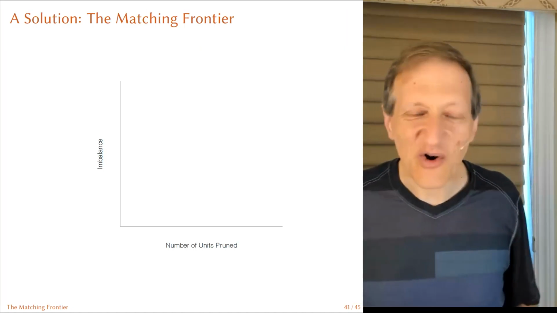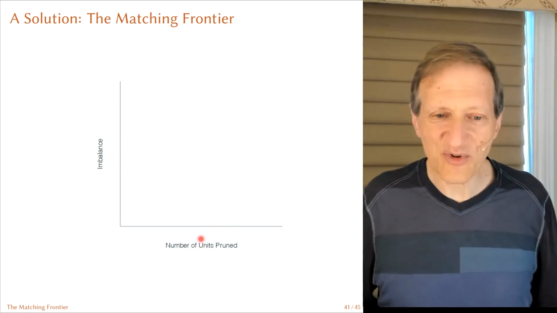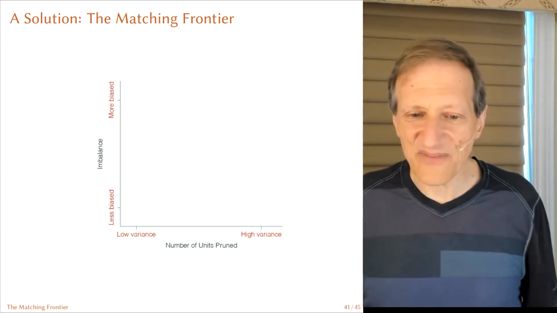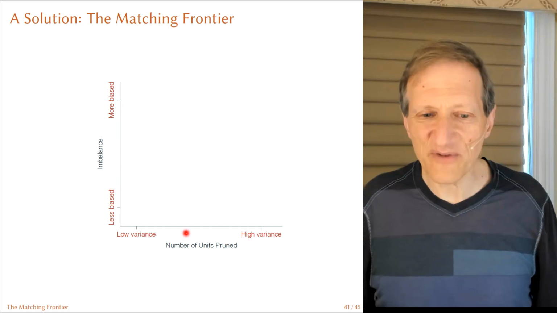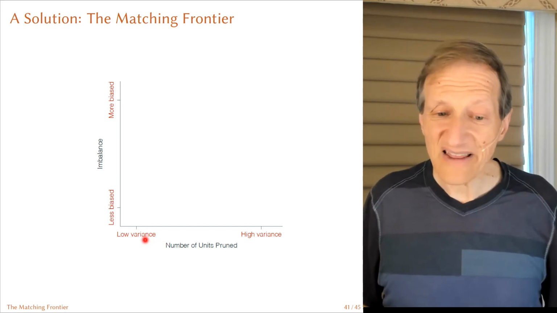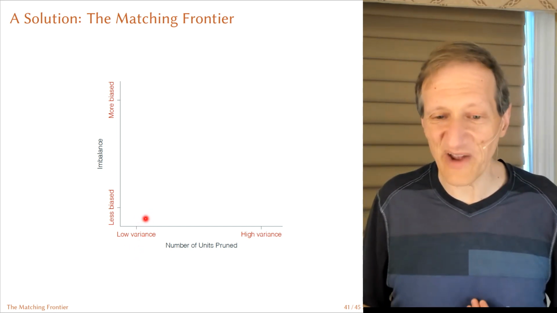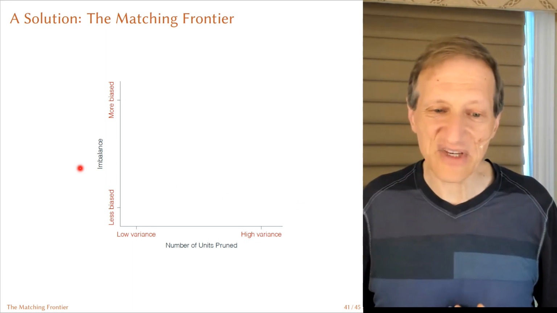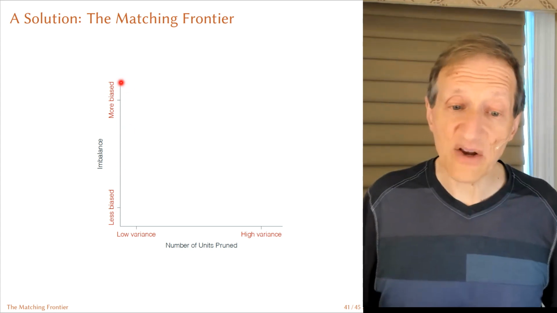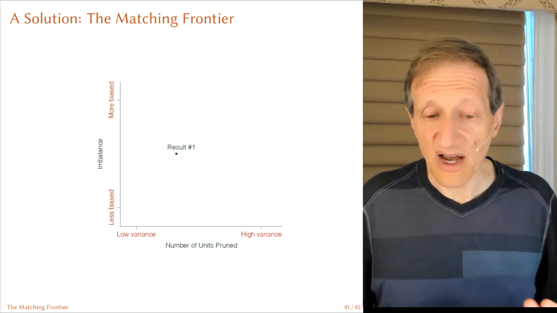Okay, so here's what the matching frontier does. Horizontally, we have the number of units pruned. Vertically, we have imbalance. If you prune very little, you're going to have low variance. If you prune a lot, you're going to have high variance. Imbalance, down here, you're not going to have much bias. But up here, if there's a lot of imbalance, you're going to have a lot of bias. So there's a trade-off between these two.